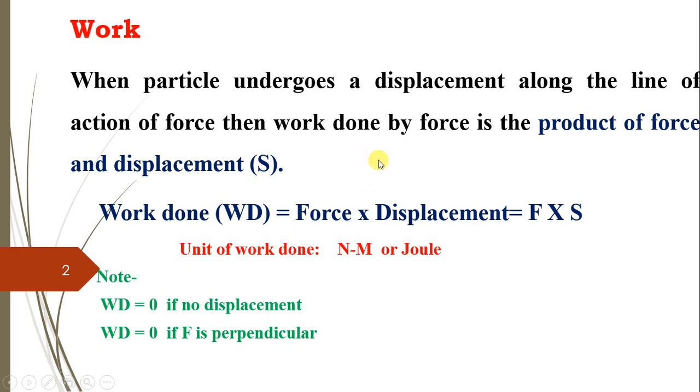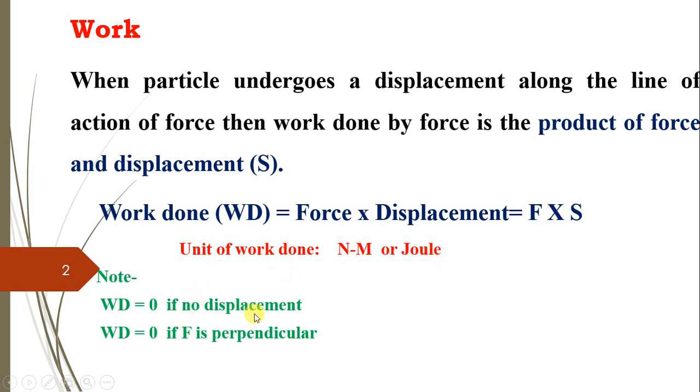It means that when a force is applied to a particle and it causes a displacement of that particle, then there is work done, and this work done is determined as the product of force and displacement, that is W equals force into displacement. Therefore the unit of work done is Newton meter, or it can be joule.